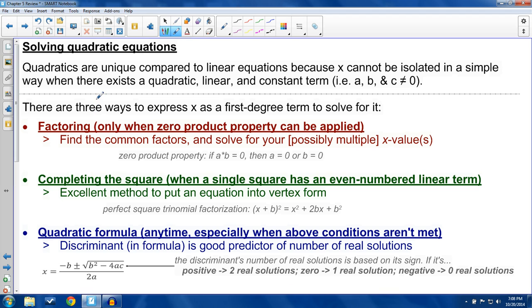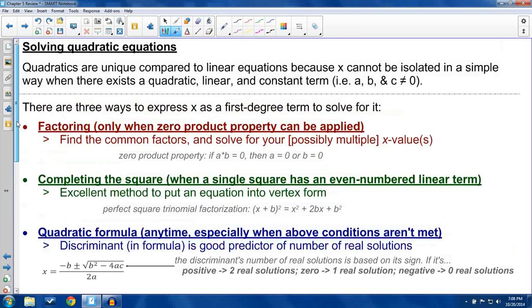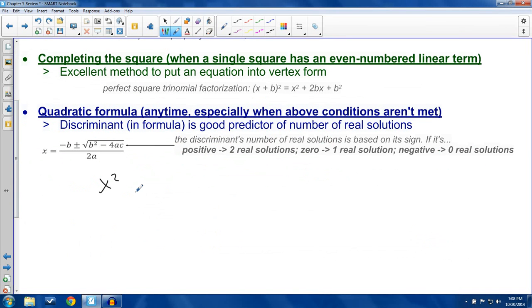There are 3 ways to express x as a first degree term to solve for it. One is by factoring. So let's do that example again, and let's factor this properly, where you get x plus 8 times x minus 4 equals 0.